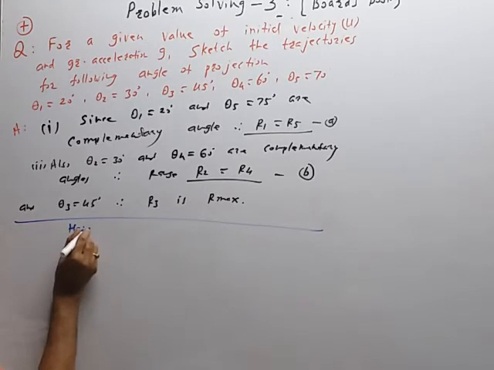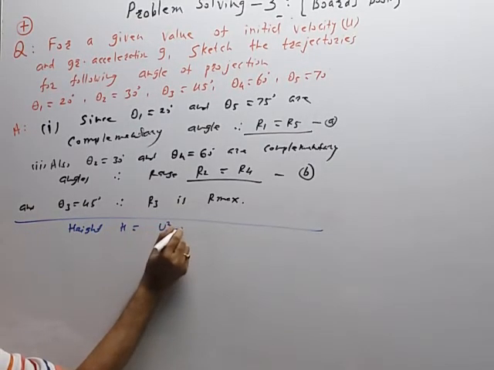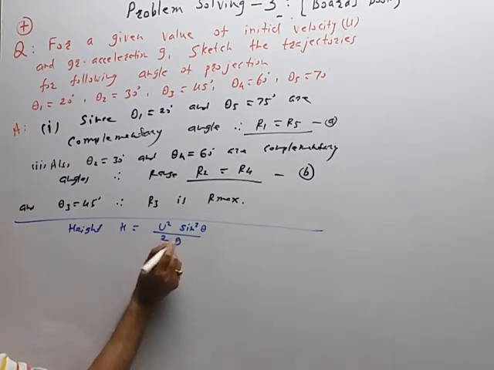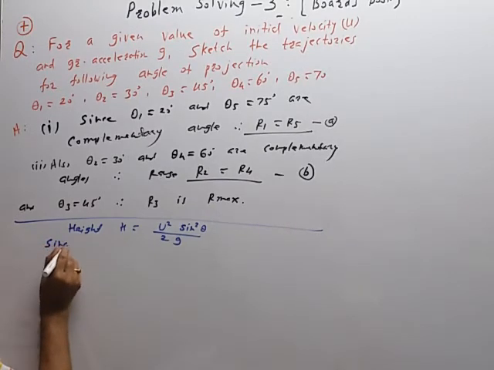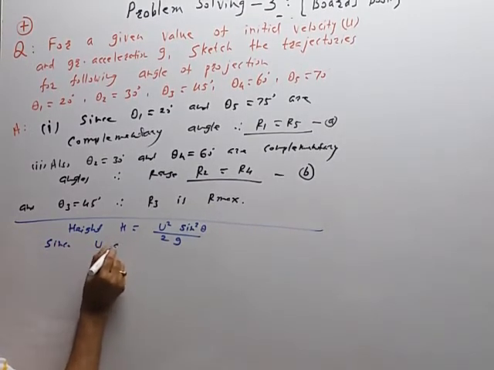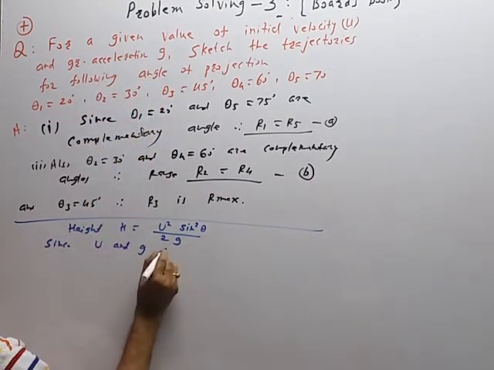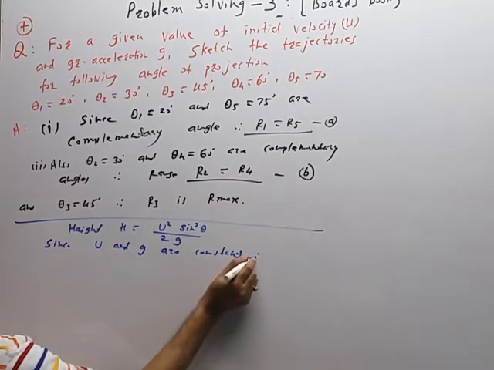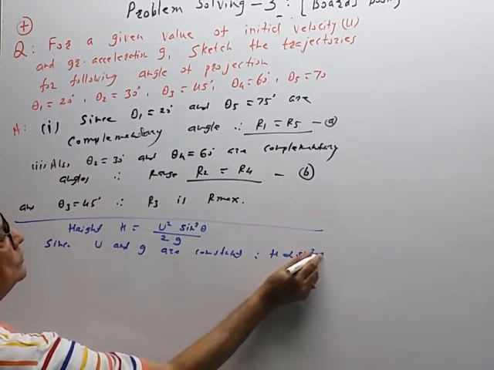Height h is equal to u square sin square theta upon 2g. So, since u and g are constant, therefore h is directly proportional to sin square theta.